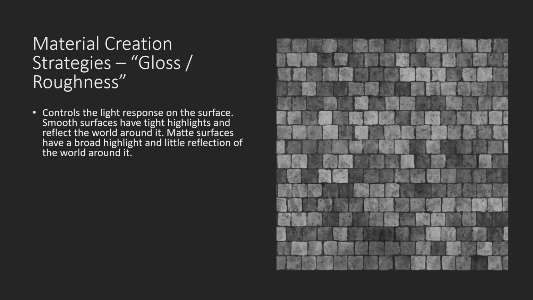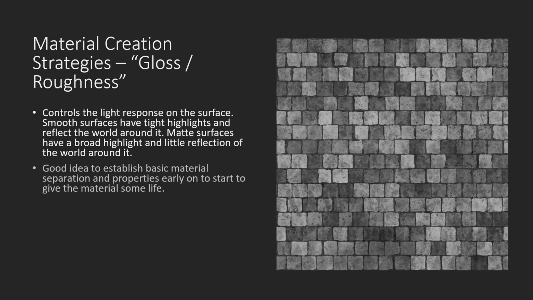And so for gloss and roughness, the main thing here is it controls the light response of the surface. Surfaces that have tight highlights tend to reflect more of the world around it, and matte surfaces have a broad highlight with little reflection of the world around it. I feel like it's a good idea to establish basic material separation and properties early on to start to give the material some life. And a lot of time should be spent on the gloss and roughness map.